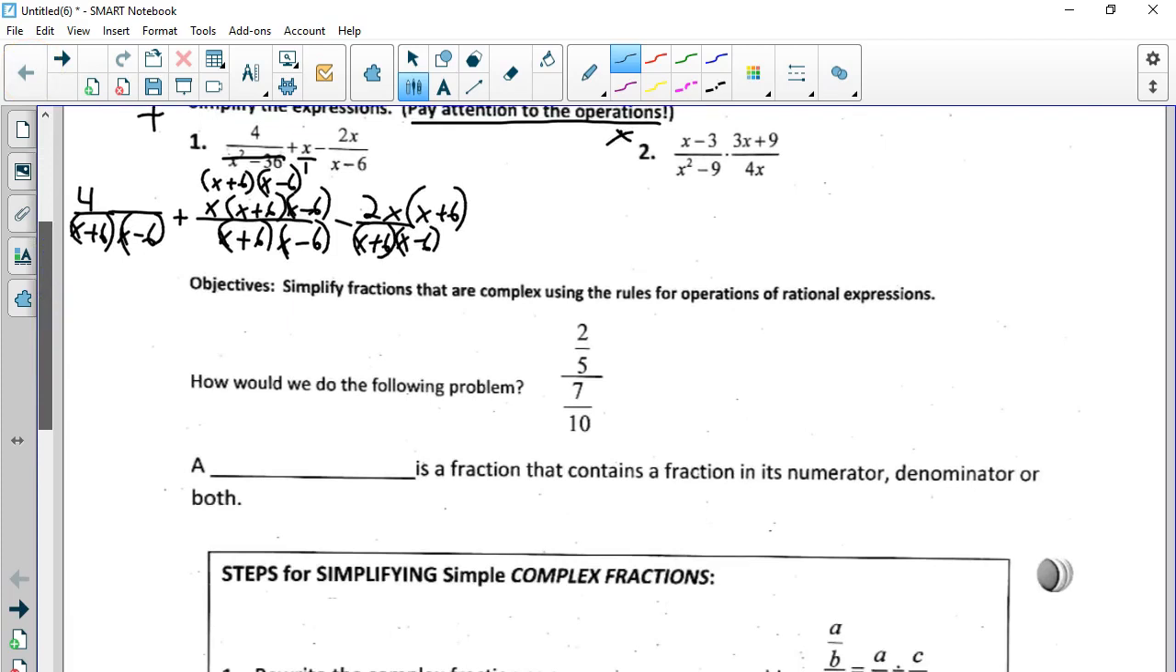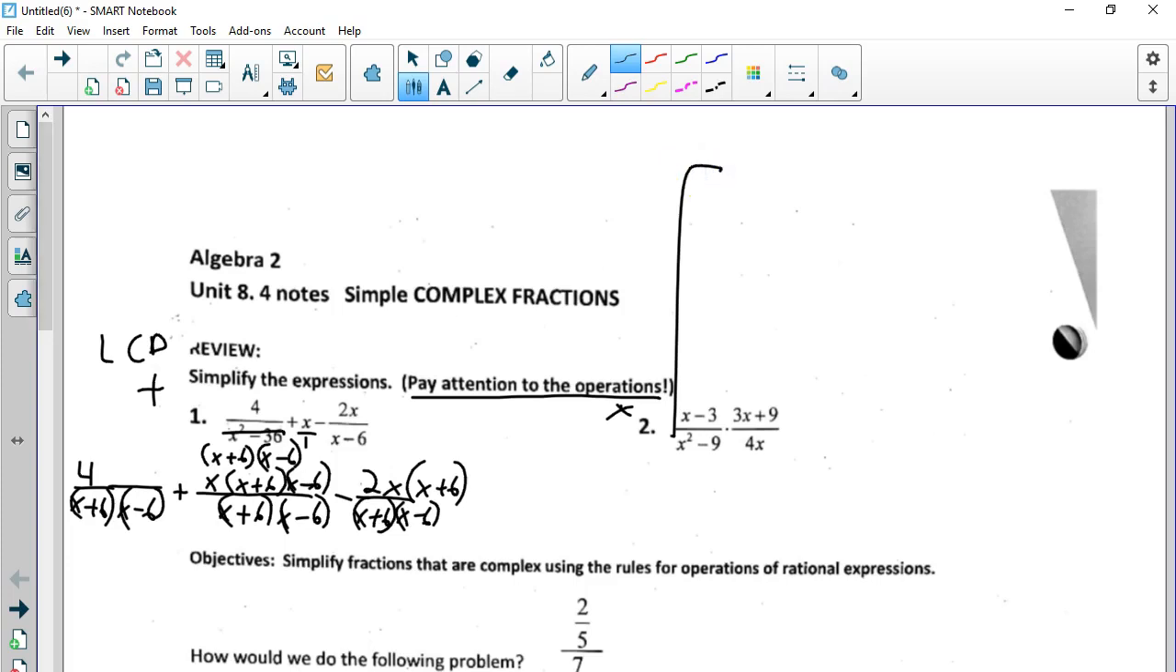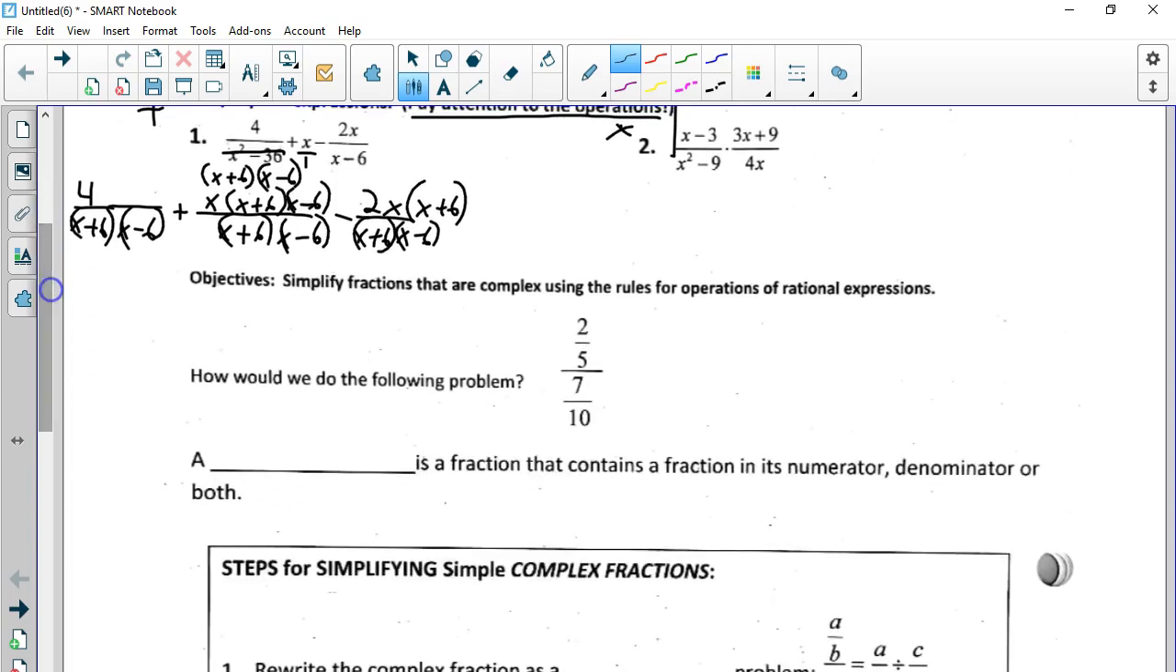Now, for number 2, we do not need to worry about common denominator. But we still want to factor to see if we can cancel stuff and make it easier on ourselves. So over here, this is going to factor to x plus 3, x minus 3, and that's because it's a difference of 2 squares, x squared minus 9. And up here, I can pull a 3 out and get x plus 3.